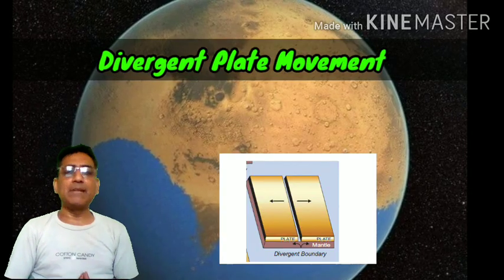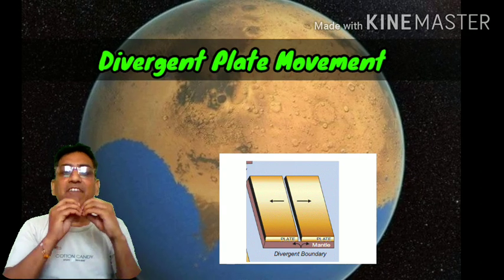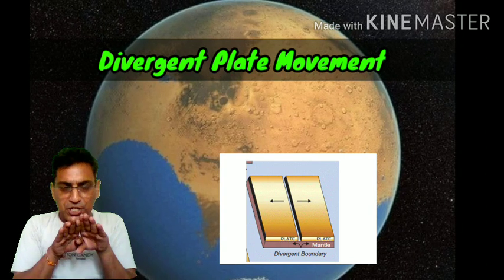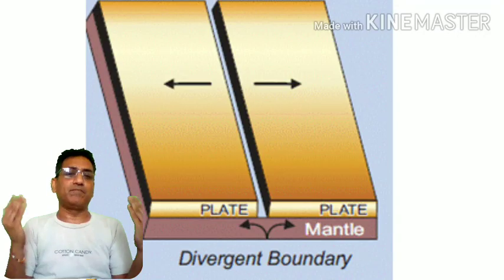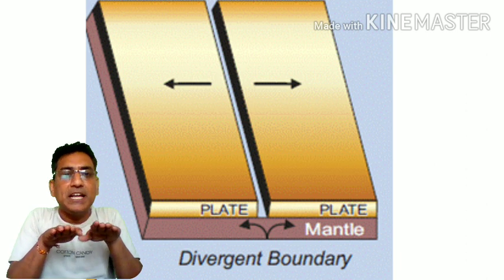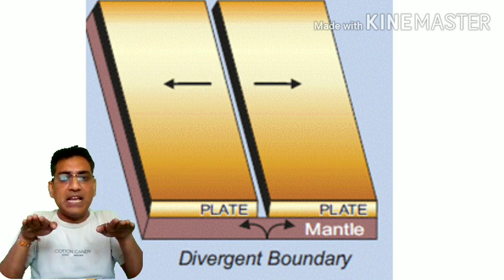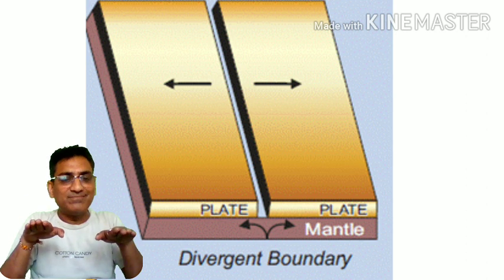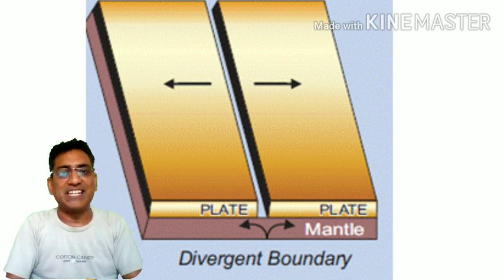The second type of plate movement is the divergent plate movement. Divergent plate movement means the direction of the movement of the plates is away from each other. When the plates move away from each other, they form divergent plate boundaries, and it may result in the formation of cracks, faulting, and sometimes the overlying rock layers may subside.